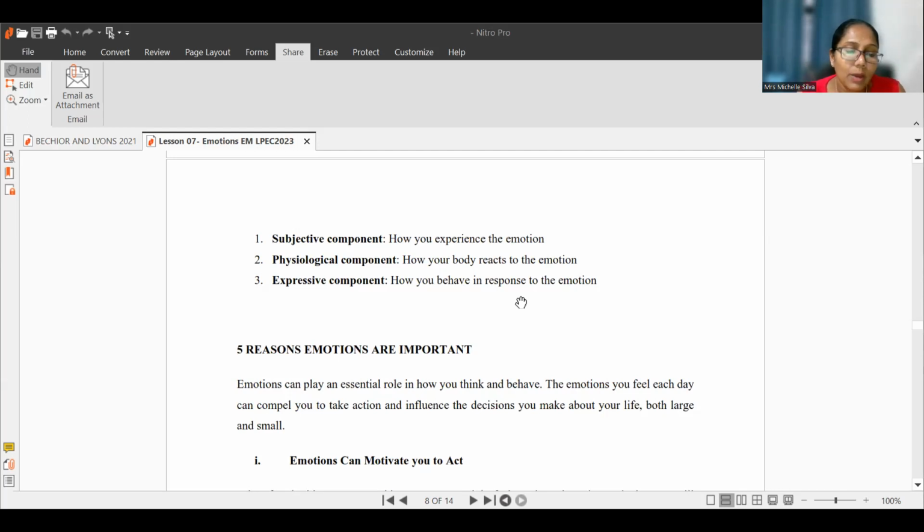Laughing and smiling is your expressive component, okay? Behavioral component. Laughing or smiling because of happiness, and crying because of sadness. Crying is the behavior. Crying because of sadness.